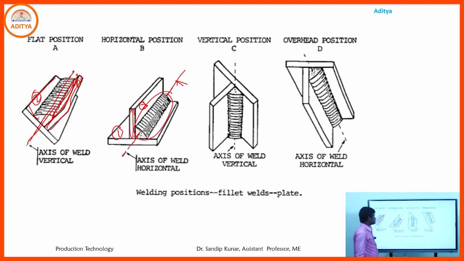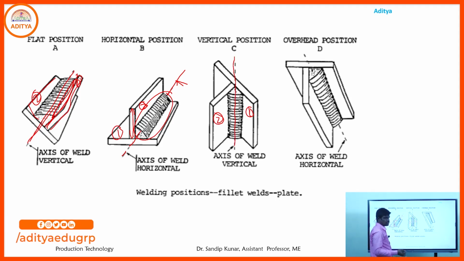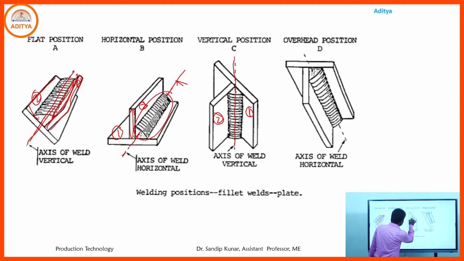In the case of the vertical position, plate 1 is kept vertically, and the other plate, plate 2, is also kept vertically. The axis of the weld is vertical, meaning perpendicular to the earth. In this particular position, the vertical position, we do the welding.